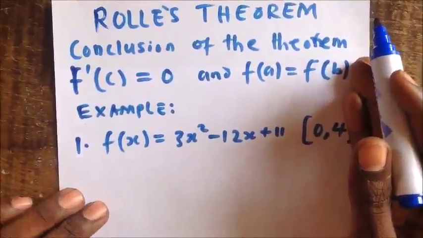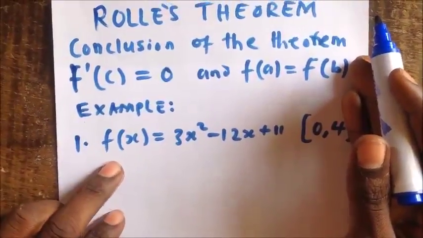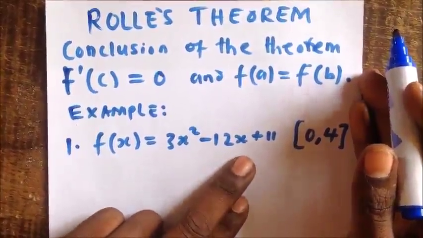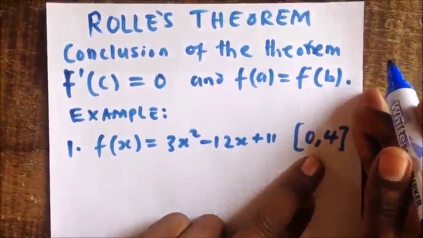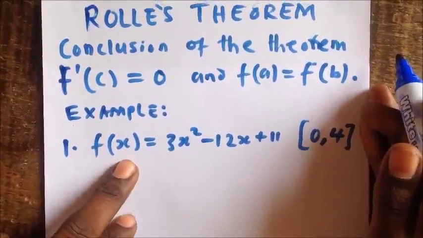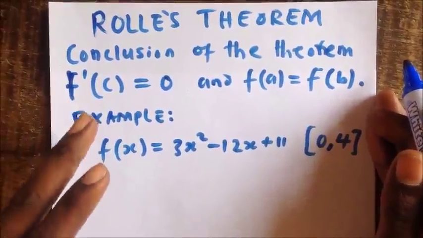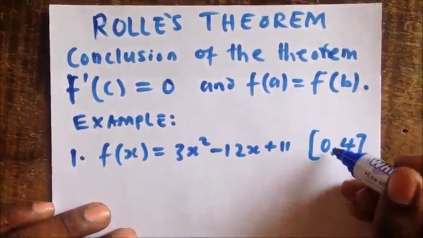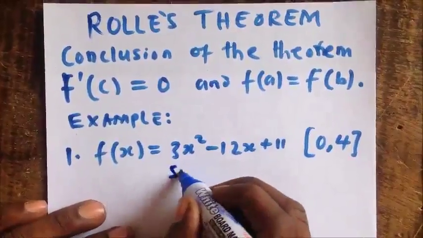For example, number 1, we are given f of x is equal to 3x squared minus 12x plus 11 on the interval [0, 4]. Now we are asked to prove that this function satisfies the hypothesis of Rolle's Theorem. Then we should find that number that exists in the open interval (0, 4). Solution.